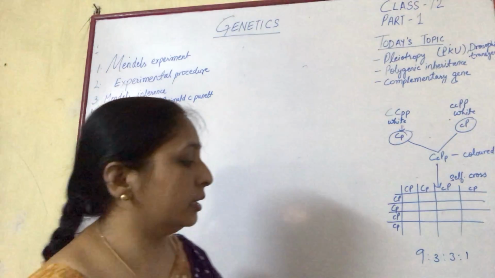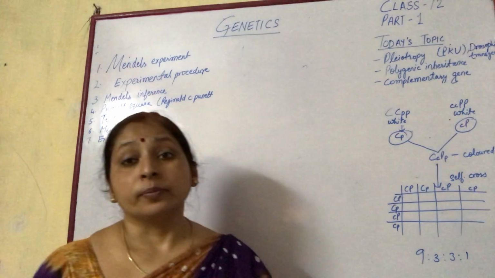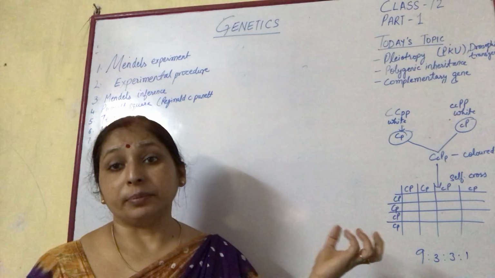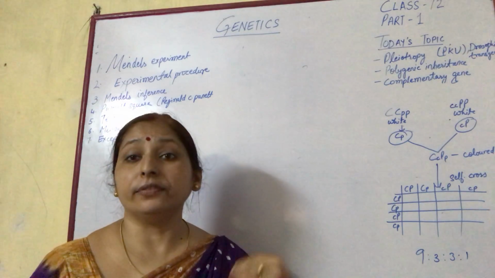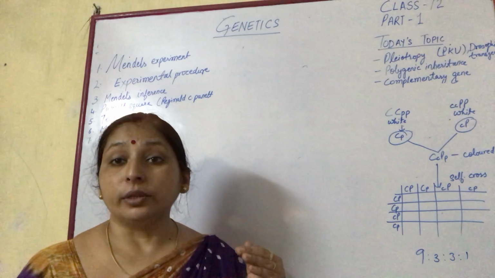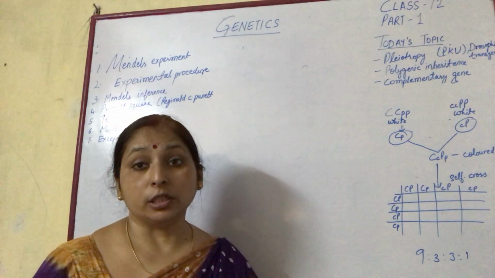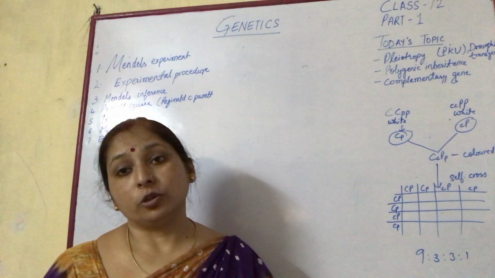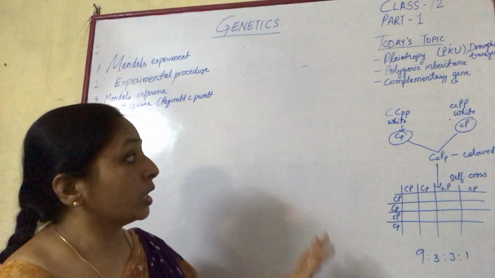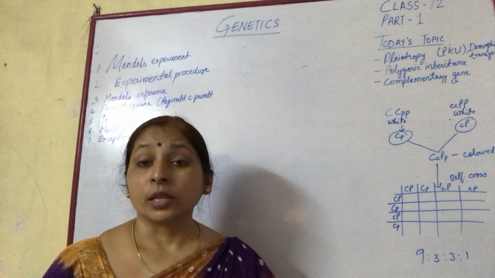In this case, the plant or the genotype is crossed with a recessive gene, a homozygous recessive gene, to detect the presence of the parental character, whether homozygous dominant or homozygous recessive. Let's start with today's topic, pleiotropy.